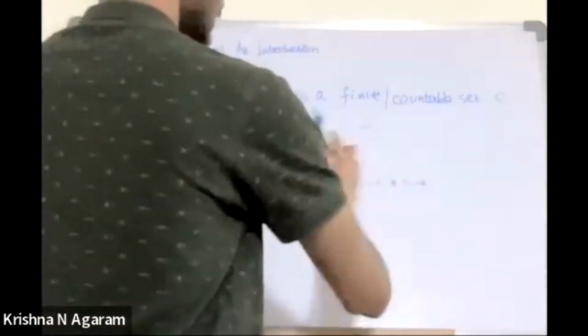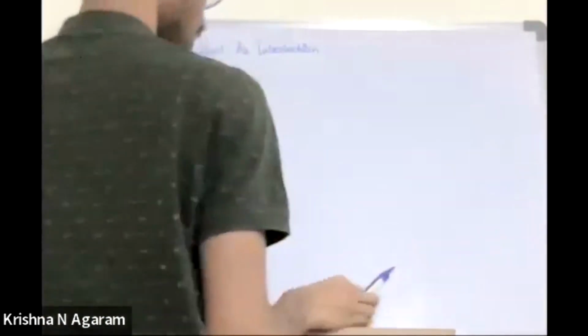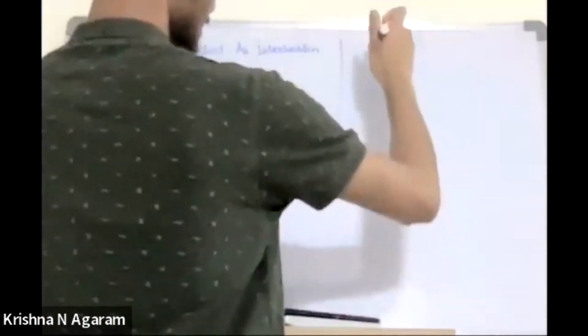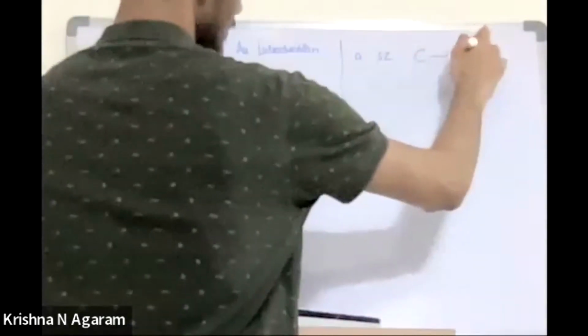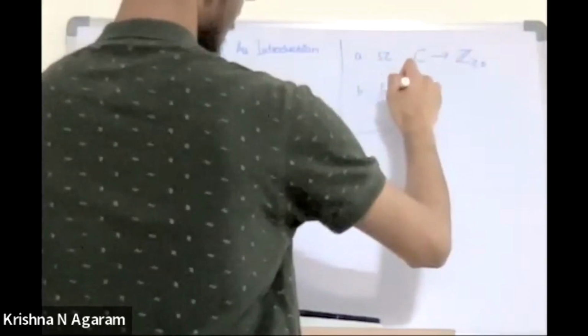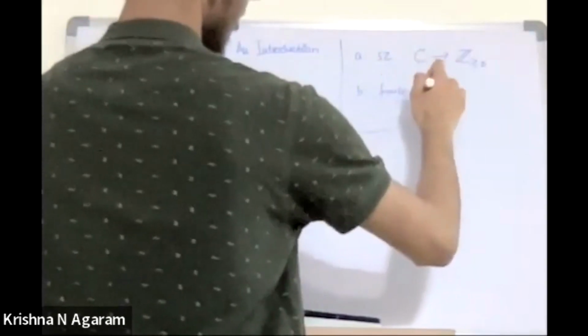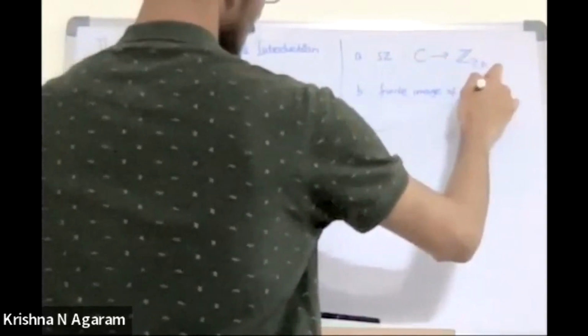Okay, so we'll take a few examples. These are almost obvious restrictions. Let's see some examples. So the first thing is there's a size function, and secondly, finite image of size n.